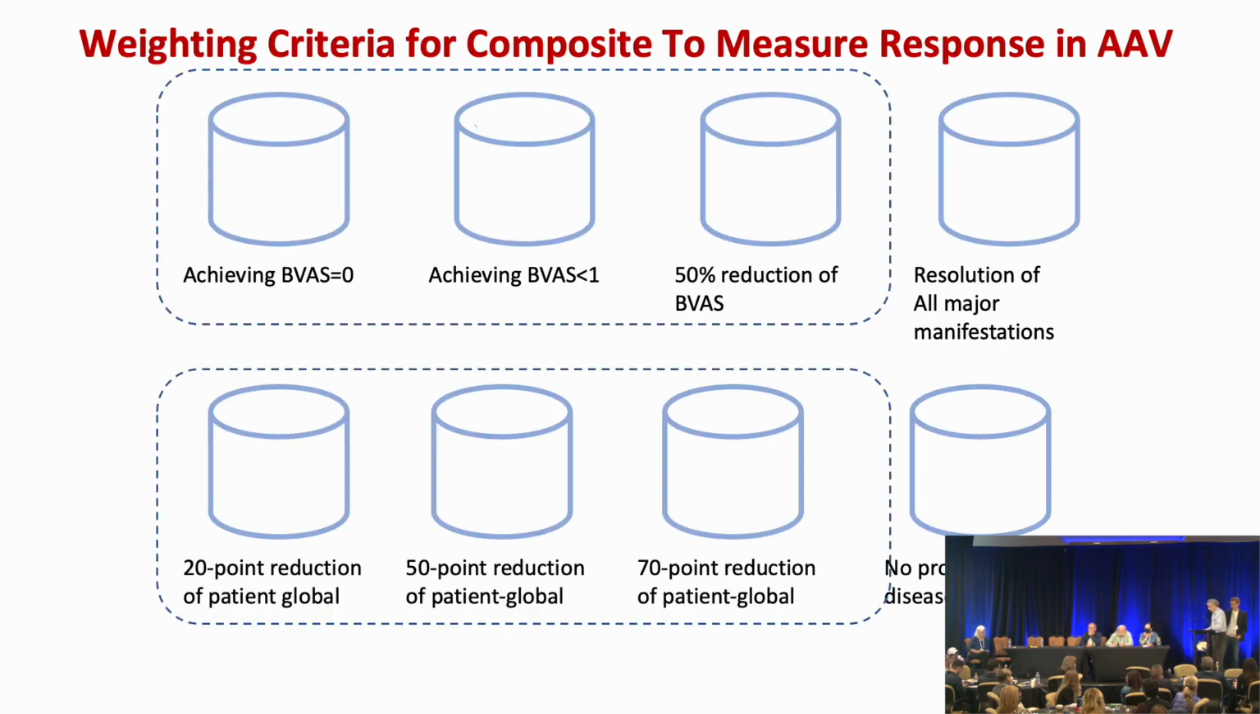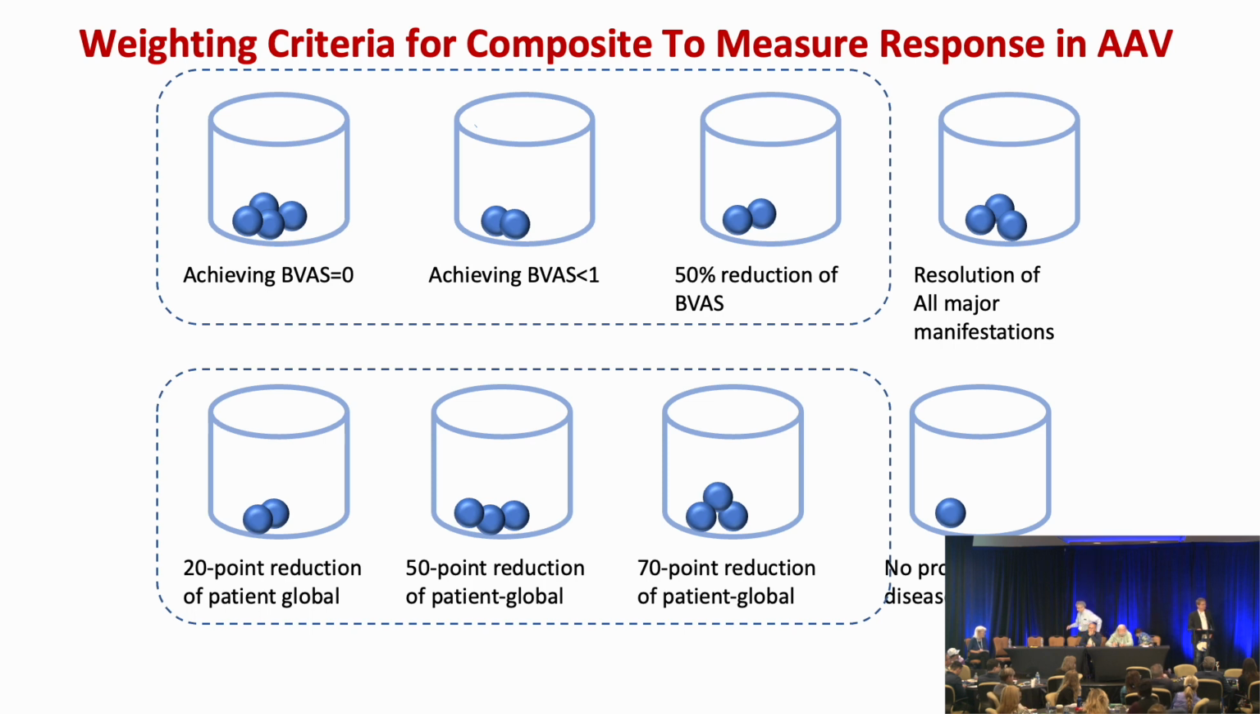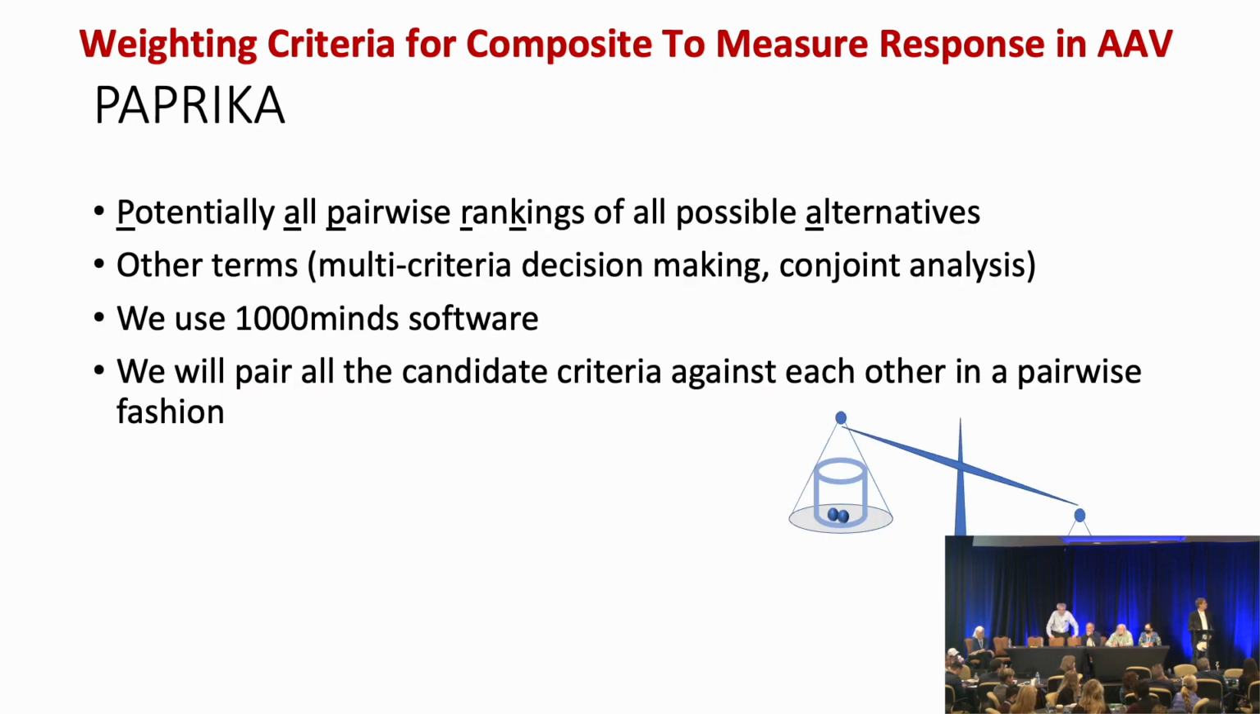So Gunnar. Yeah, so we are at the stage of having to now spread the beans across these criteria. We have not done that yet. And as you have just experienced, that can be done in several ways. It is possible, we think, that some of our criteria get no beans and therefore drop out. We are planning to use a method called PAPRIKA, which stands for potentially all pairwise rankings of possible alternatives.